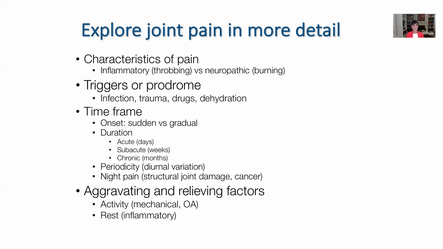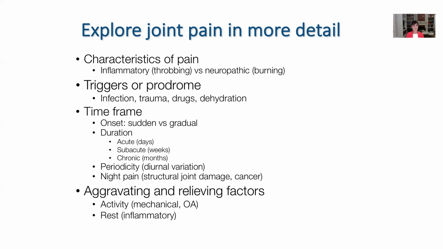Questions about the time frame, both in terms of onset, such as a sudden versus gradual onset, and duration of symptoms, be it acute, measured in days, subacute, measured in weeks, or chronic, measured in months, can help you develop a differential diagnosis for this presentation, which will narrow down the possible causes of these joint symptoms.